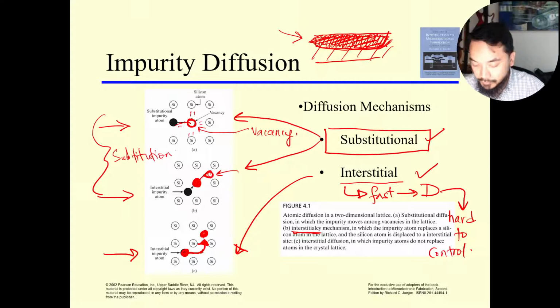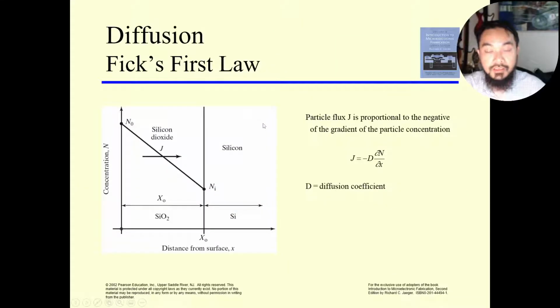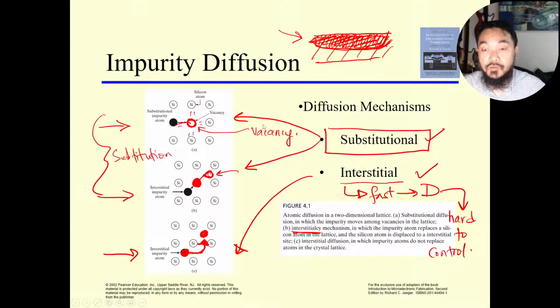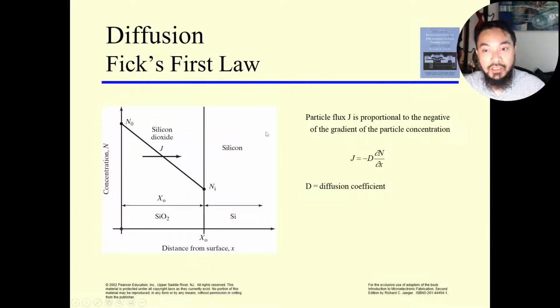So moving on, once we understand the impurity diffusion mechanisms, either substitutional or interstitial, we can look at the mathematical representation of this diffusion process.